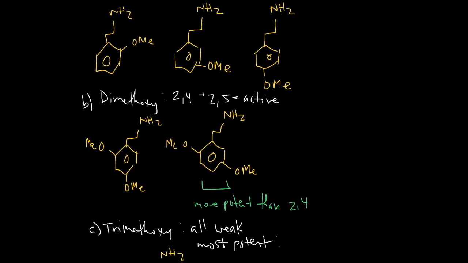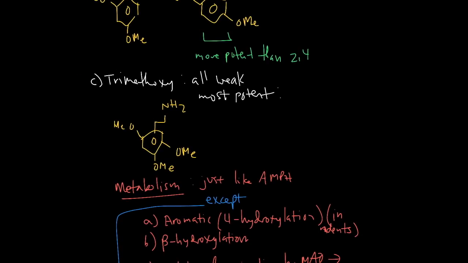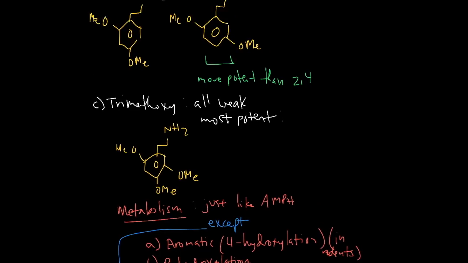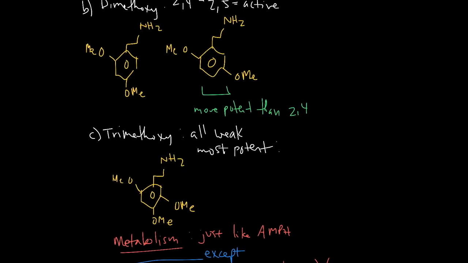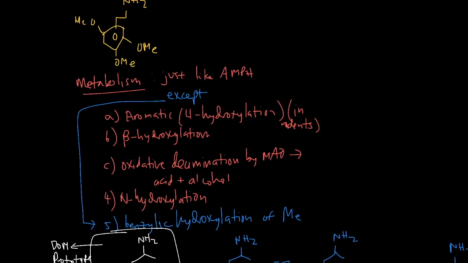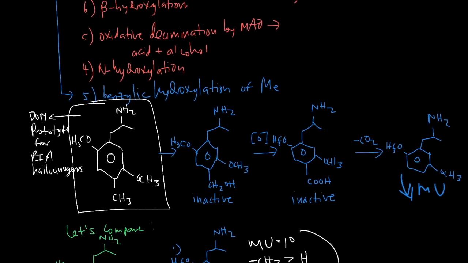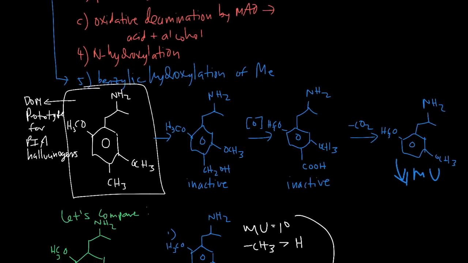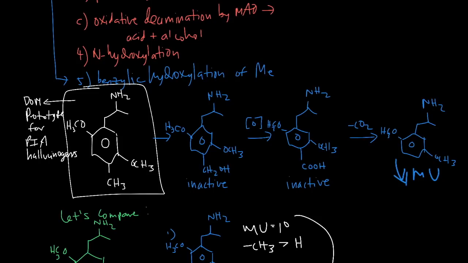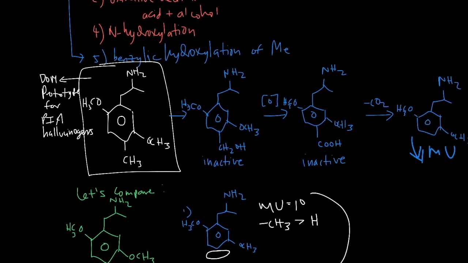And 2-5 dimethoxy is more potent than your 2-4. Most get more potent with your trimethoxy, and your most potent is 2-4-5. Remember, 2-4-5 trimethoxy is just dimethoxy combinations put together. Metabolism of these hallucinogens is just like amphetamine, except you add the benzylic hydroxylation, which means you're basically removing the methoxy group at the 4 position. In the meantime, you're forming an inactive alcohol and an inactive acid.